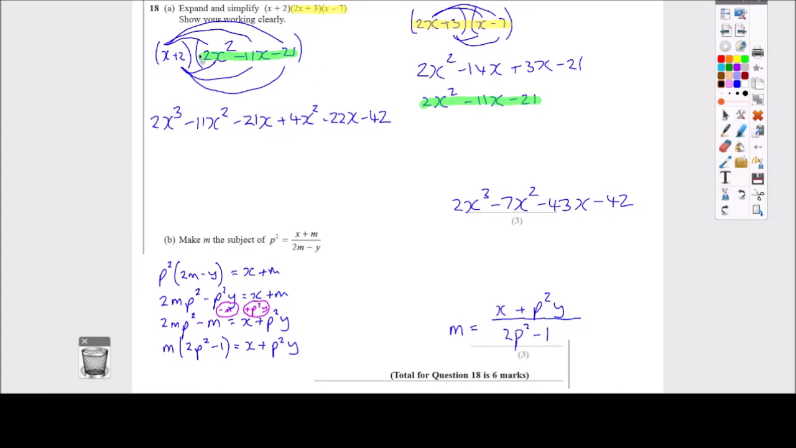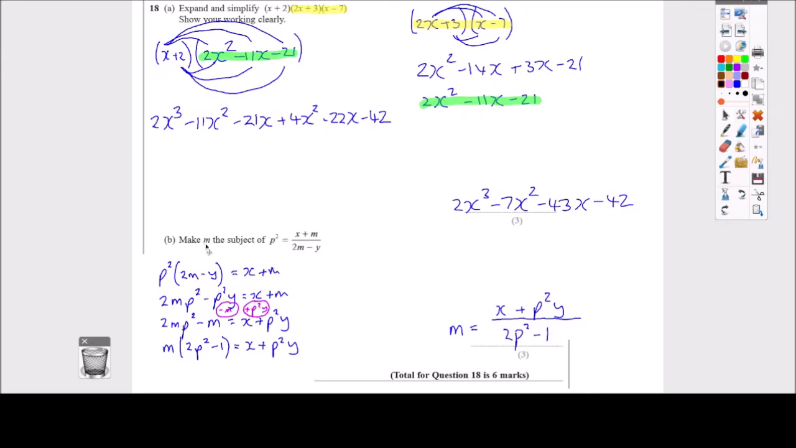So I take that back over to my left-hand side. That's the two bits in yellow multiplied out. And I'm now just going to have to multiply that by the x plus 2. So I have six claws here. I do x times 2x squared, x times minus 11x, x times minus 21, and then 2 times each of the three terms in turn. So I get 2x cubed minus 11x squared minus 21x plus 4x squared minus 22x minus 42. And gather up my x squareds and gather up my x's, I get this as a final answer.